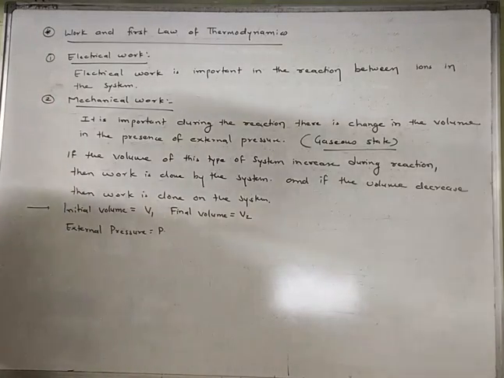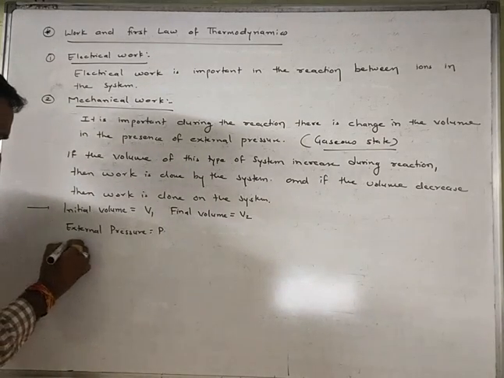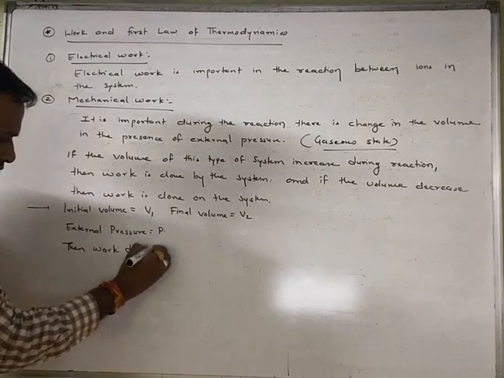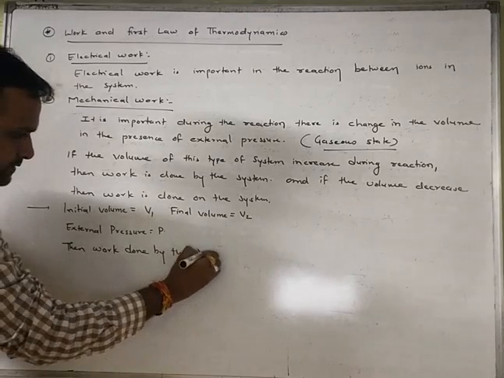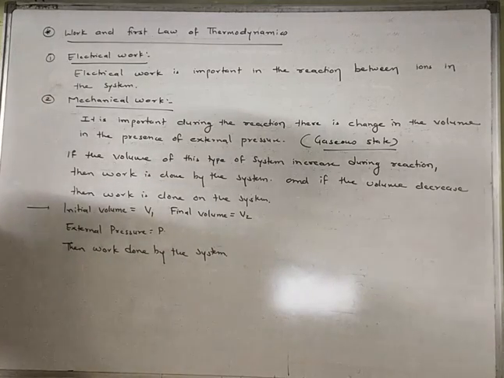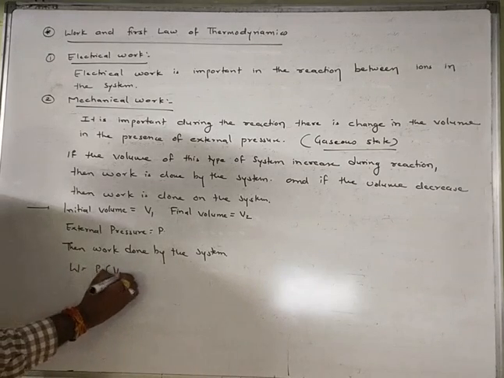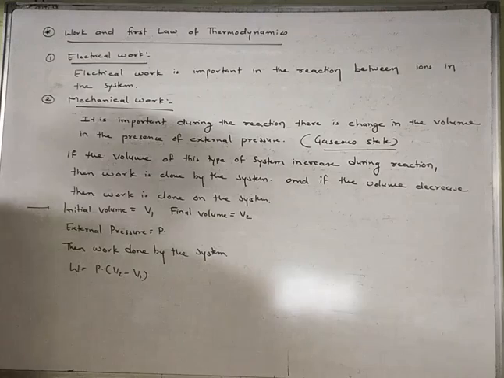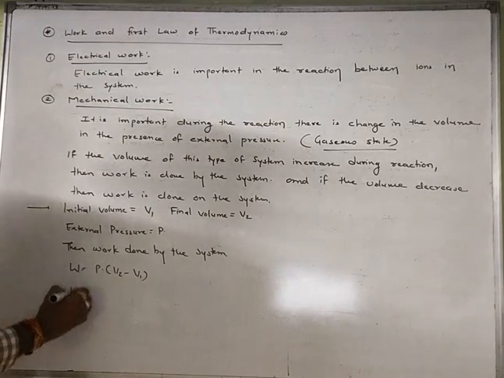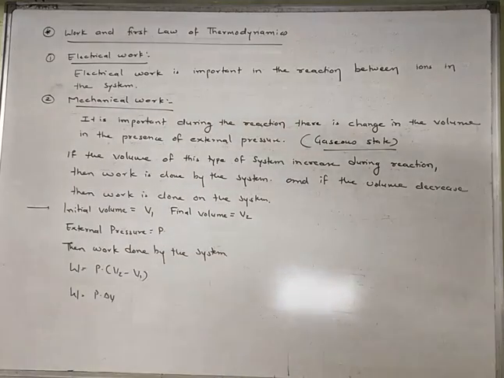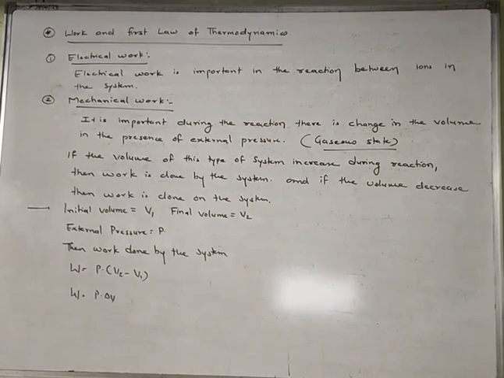Then the work done by the system due to the change in the volume can be shown. The work done by the system, that is W equals P into V2 minus V1. So I can write down here that W equals P into delta V. Understand? So why? Because the work is done by the system.